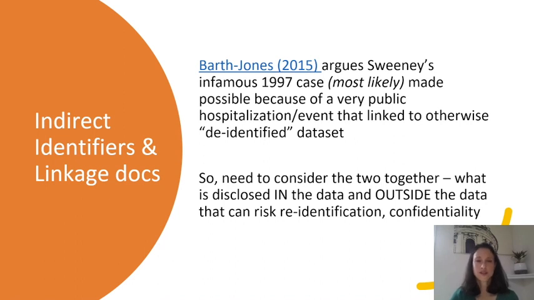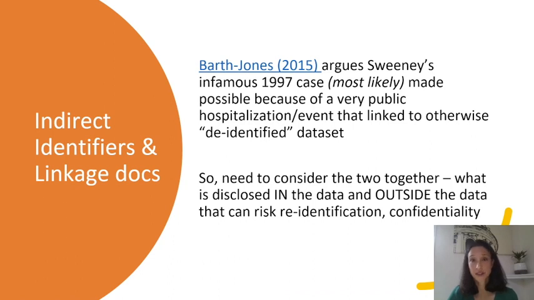One last point on this is a continuation of the example of the 1997 case of Sweeney re-identifying the Massachusetts governor. I was looking for the citation for it, and then also found that in 2015, Barth Jones reflects on this case and also flags that, while the re-identification of the governor was certainly through matching of indirect identifiers across data files, the fact that it became a certainty that his record had been found was because of a very public hospitalization that he had had when he was governor.